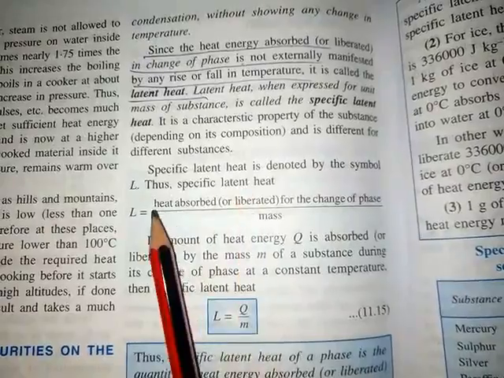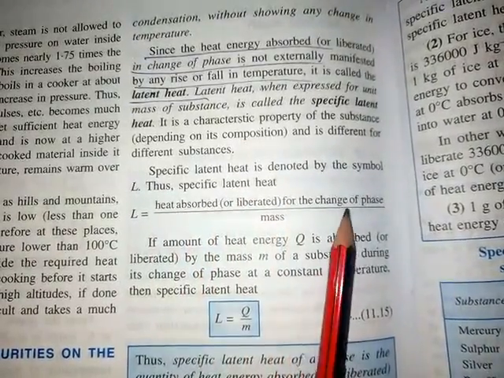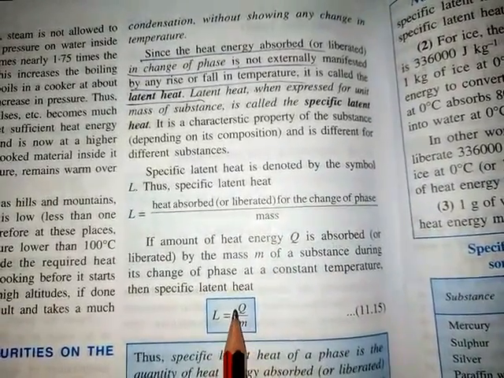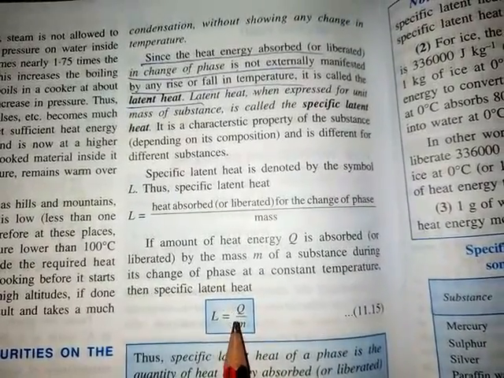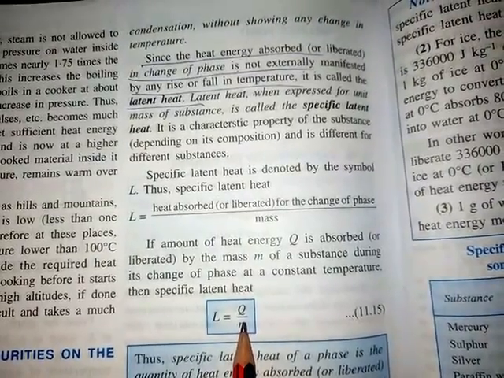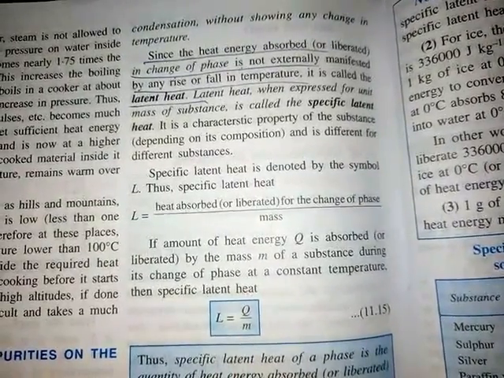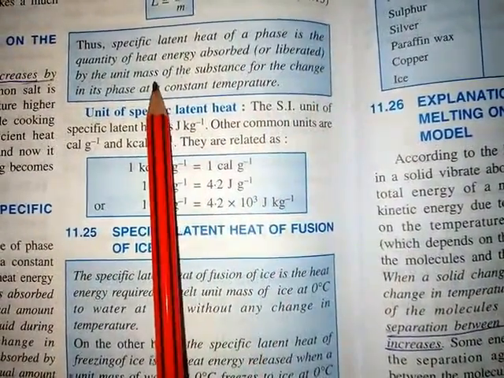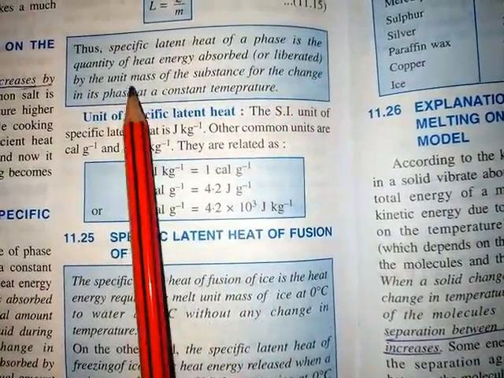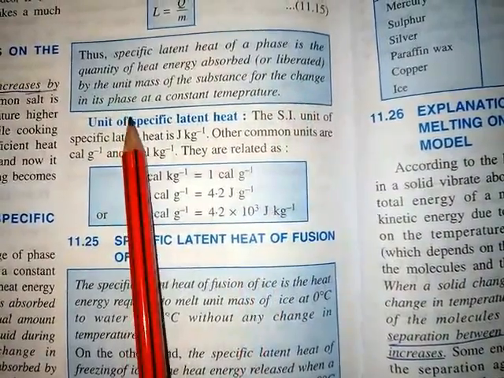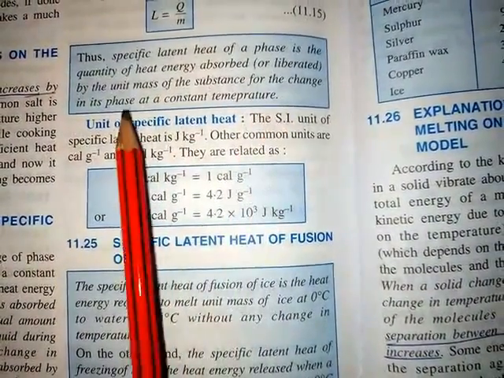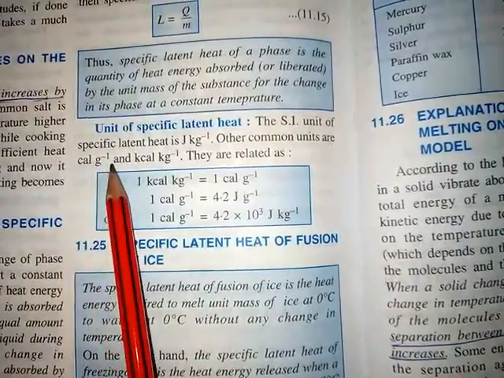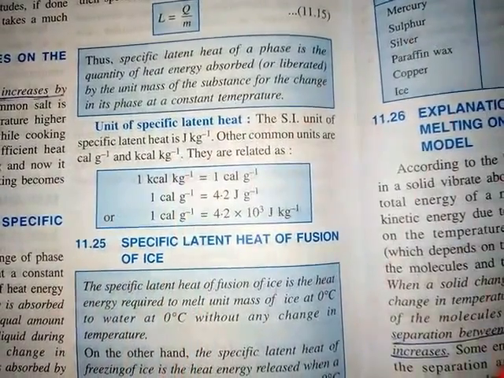Hence, specific latent heat is equal to heat absorbed or liberated for the change of phase upon mass. Hence, L equals Q upon M, where Q is the amount of heat energy absorbed and M is the mass of a substance during its change of phase at a constant temperature. So, the specific latent heat of a phase is the quantity of heat energy absorbed or liberated by the unit mass of the substance for the change in its phase at a constant temperature. Unit of specific latent heat is joule per kg or calorie per gram or kilocalorie per kg.